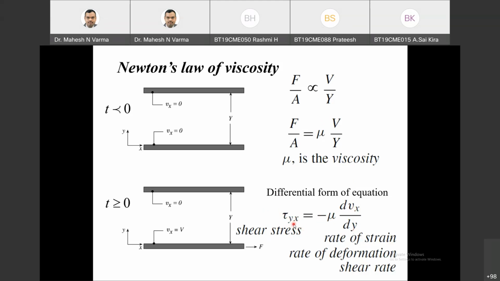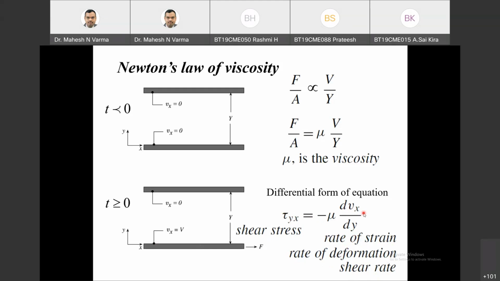That we have already discussed, and these two suffixes are very important. In tau yx, x indicates the direction of momentum, and y indicates the direction in which the momentum flux is. Momentum is there in the x direction, but we are discussing a molecular momentum flux in the y direction, tau yx. So this is shear stress, the rate of strain, rate of deformation or shear rate, and the proportionality constant is called viscosity. This is Newton's law of viscosity.